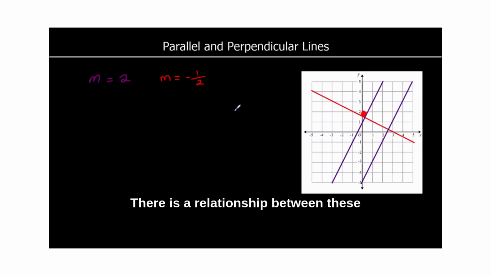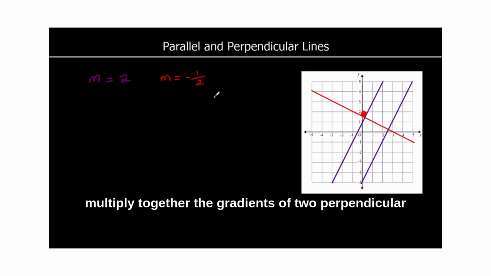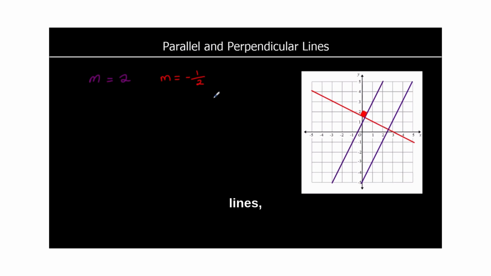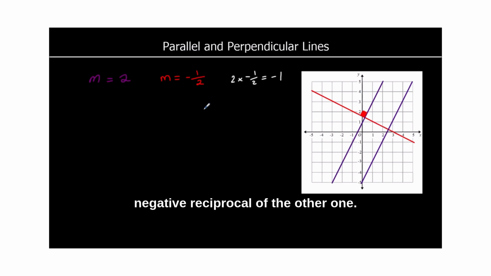There is a relationship between these two gradients. If you multiply the gradients of two perpendicular lines together, you will always get -1. So 2 times minus a half is -1. Or what you could say is that one is the negative reciprocal of the other one.